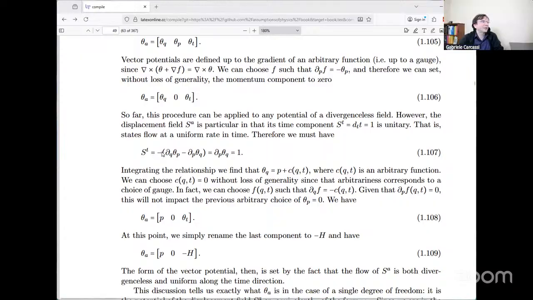So we're basically calculating, so we know that theta is the vector potential of S. So we calculate the T component, which is this. And we already know that theta_P was 0. And so we just have this term. So it's plus partial_Q theta_Q. And we know that this has to be 1.